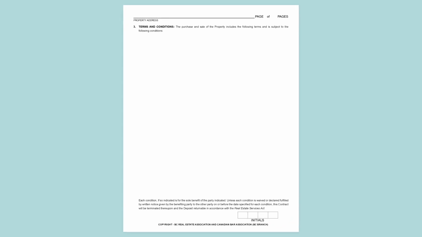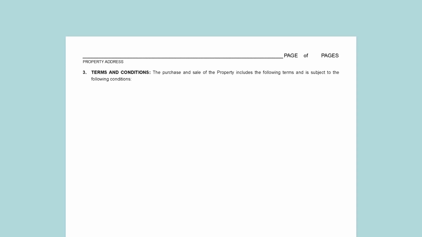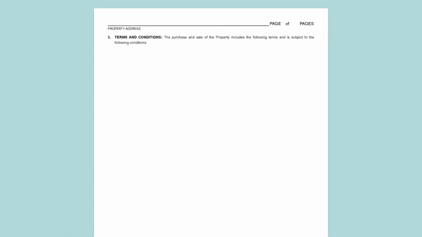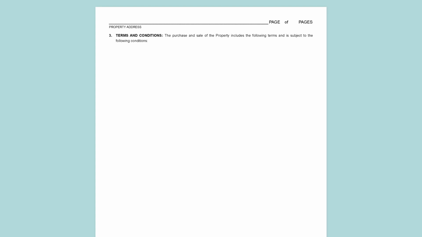Terms and conditions. Most transactions have unique terms and conditions that must be documented. This section of the Contract of Purchase and Sale is used to include those terms and conditions. Some conditions will provide that they are for the benefit of one party and may need to be satisfied or waived in order for the transaction to complete.